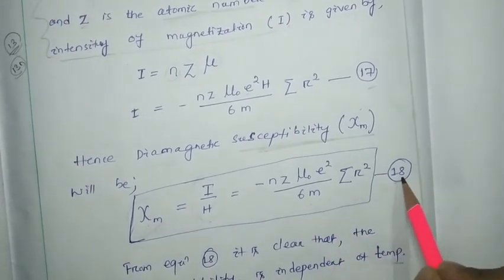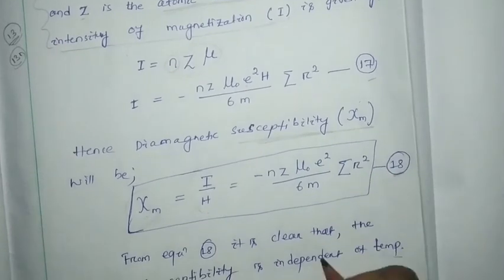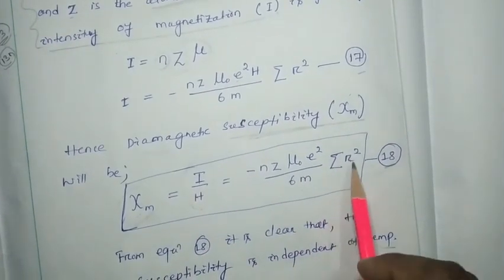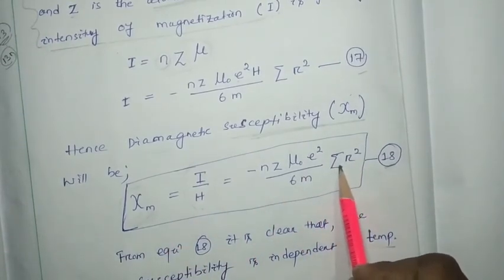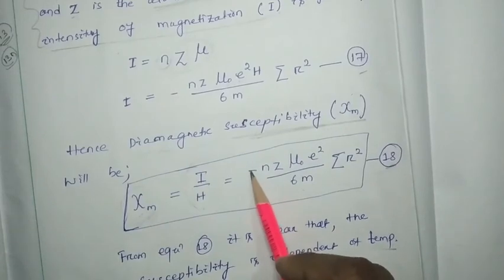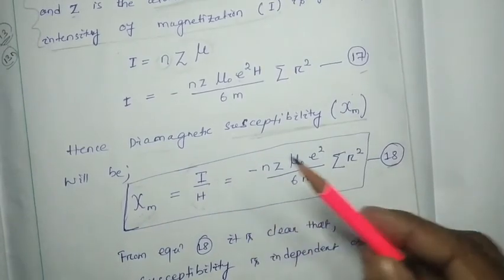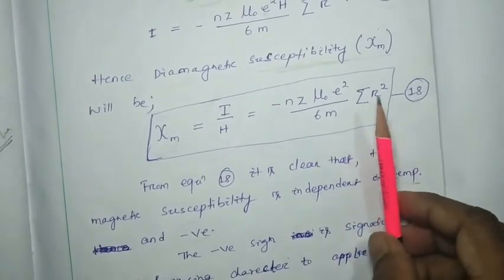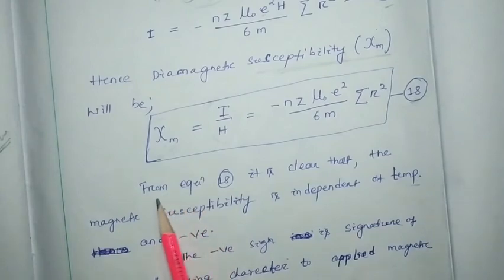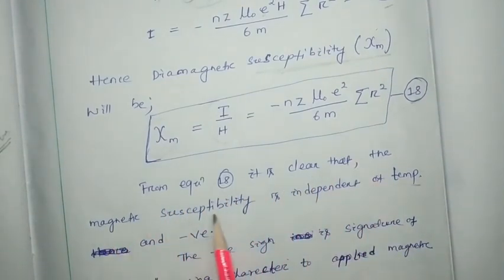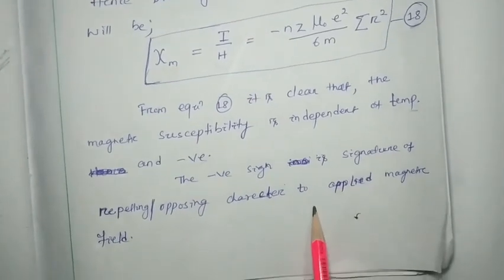From equation number 18, we can identify two things. First, chi m is independent of temperature. There is no temperature on the right hand side. And chi m is negative. What does the negative sign mean? It means the induced magnetic dipole moments oppose the applied magnetic field. So it is clear that the magnetic susceptibility is independent of temperature and negative. This negative sign is the signature of the repelling or opposing character to the applied magnetic field.